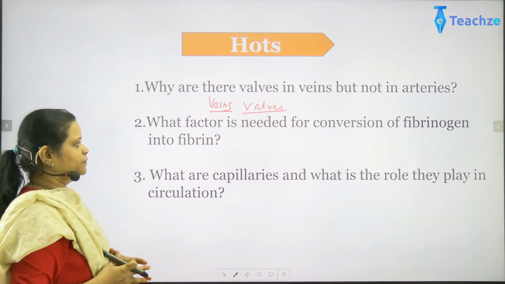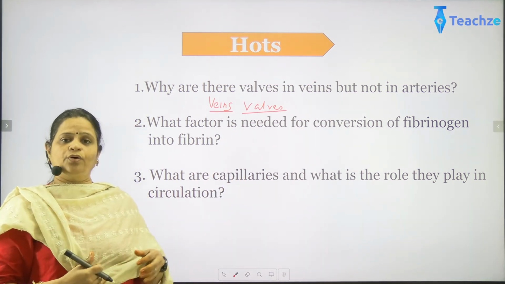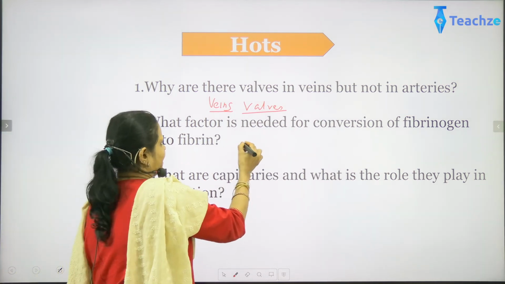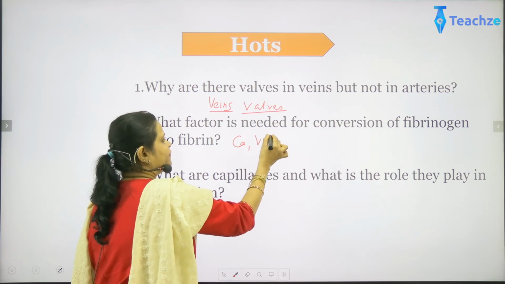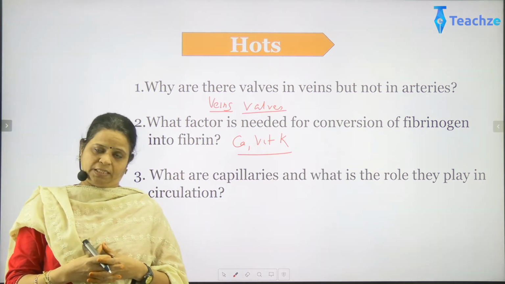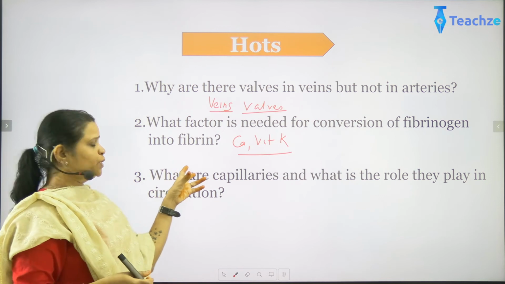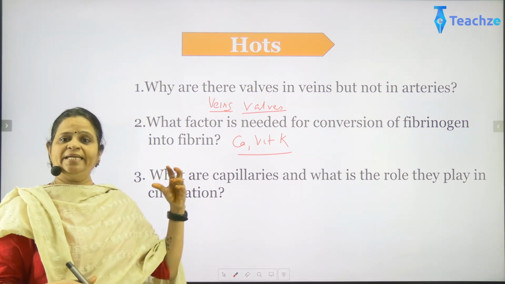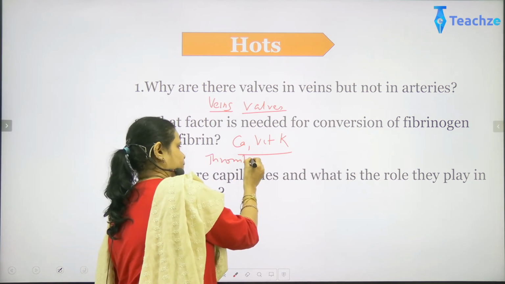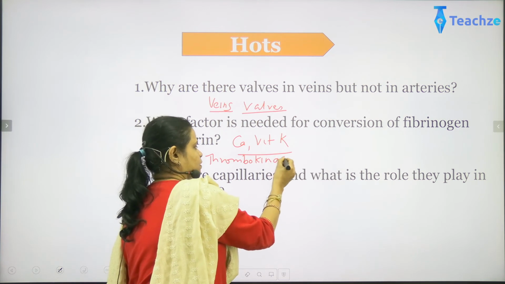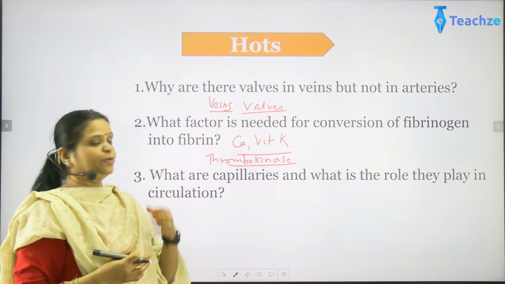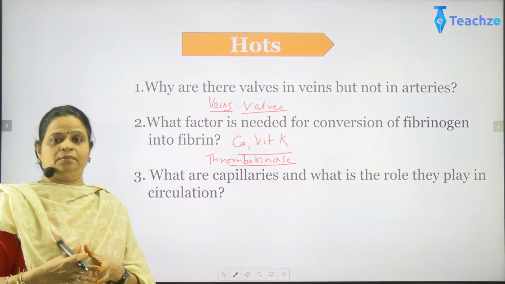What factor is needed for the conversion of fibrinogen to fibrin? We already saw this. We said we need certain substances like calcium and vitamin K, which will help in initiating the process. But for the fibrinogen to be converted, you always need the thrombokinase enzyme also. Now the enzymatic reactions help you convert the fibrinogen into fibrin, which is the clot we are talking about.